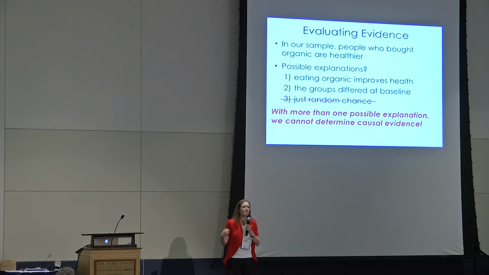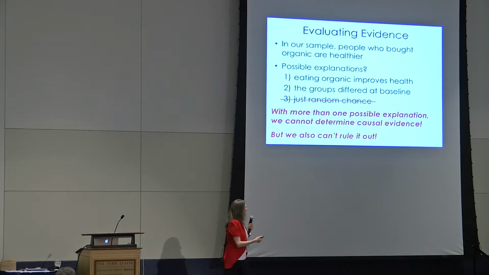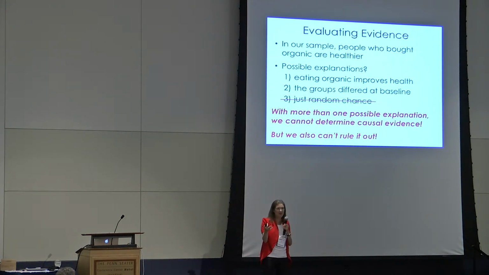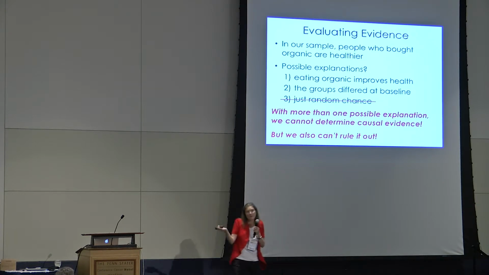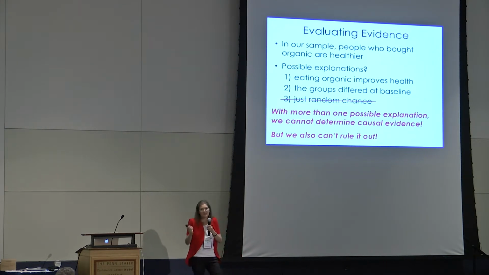All right, I think that's a really important point for students. If there's more than one possible explanation, you can't choose between them. But equally important is that we can't rule it out. Just because there's an alternative explanation doesn't mean that organic can't make you healthier. It just means we have two possible explanations here. And I really like this framework because we're not talking about rejecting or failing to reject the null. We're just saying, hey, there's multiple possible explanations. Okay?